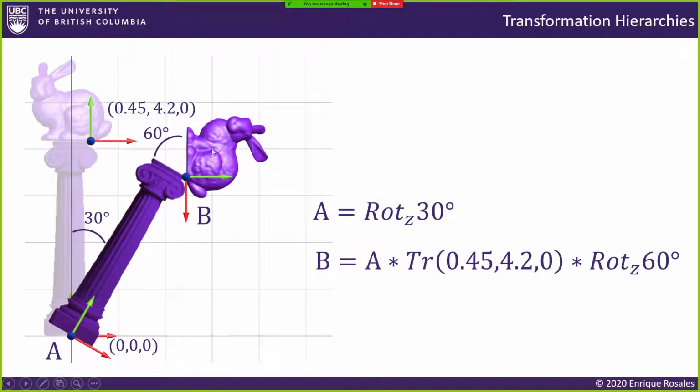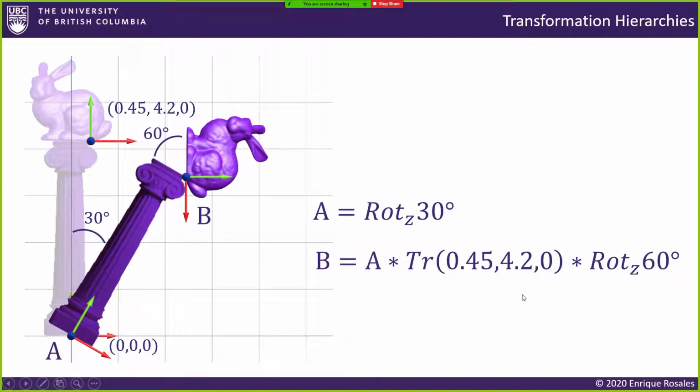Because remember, originally this bunny, if it's an OBJ, has its own coordinate frame, right? So it has its own origin. Do you agree? So at the beginning, the bunny is not here. We need to imagine that the bunny is actually here. So the bunny first rotates 60 degrees, right? So imagine the bunny is rotating those 60 degrees.